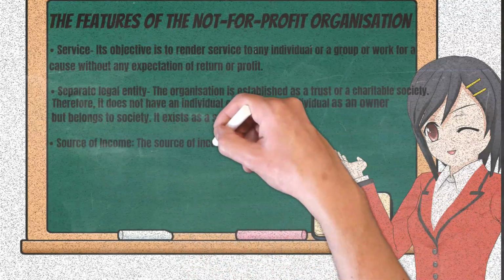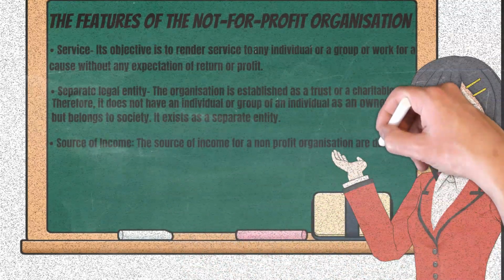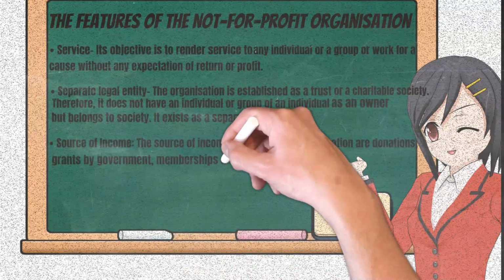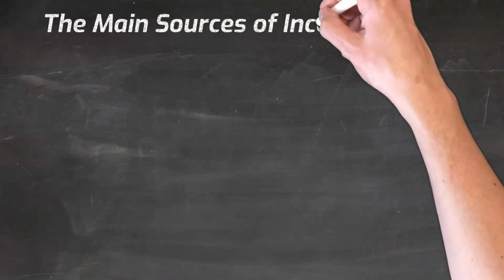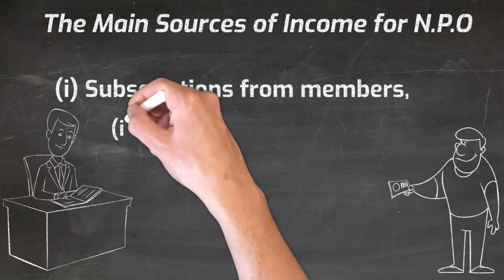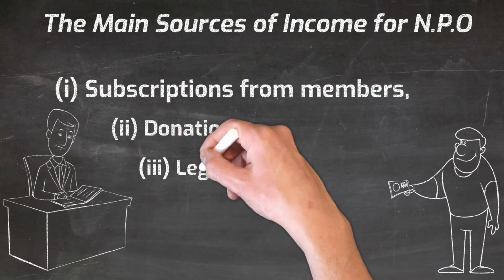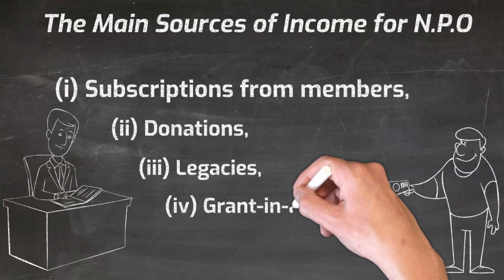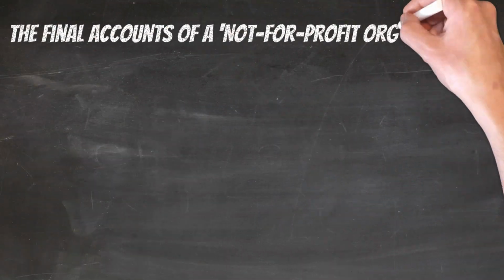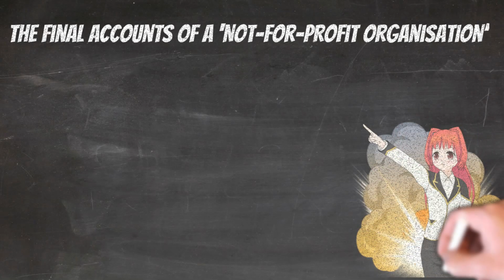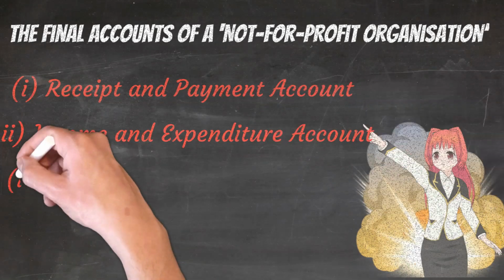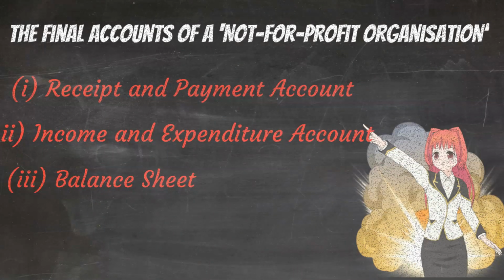Source of income. The sources of income for a non-profit organization are donations, grants by government, memberships, etc. The main sources of income of such organizations are: first, subscriptions from members; second, donations; third, legacies; fourth, grant and aid; fifth, income from investments. The final accounts of a not-for-profit organization: first, receipt and payment account; second, income and expenditure account; and third, balance sheet.